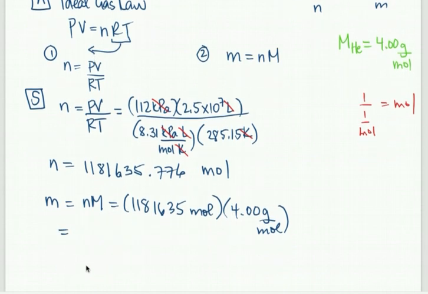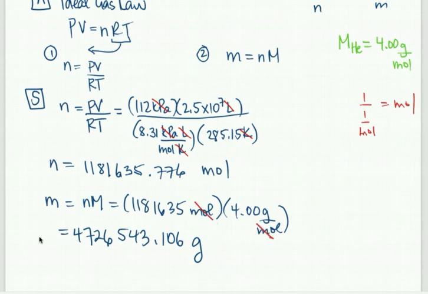So 4,726. Okay, writing them all out as well, and this one's grams, okay? Because again, you see the moles and the moles will cancel out here.